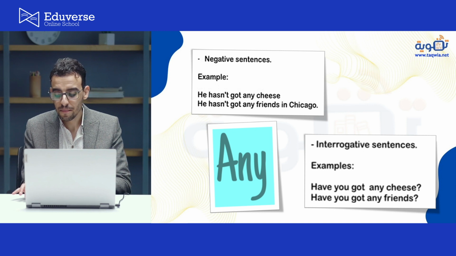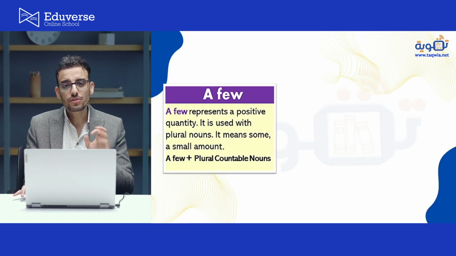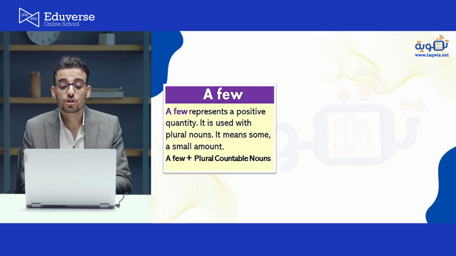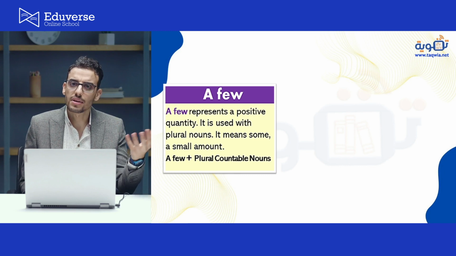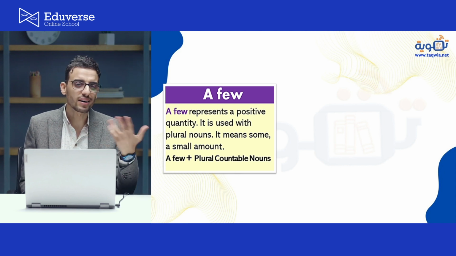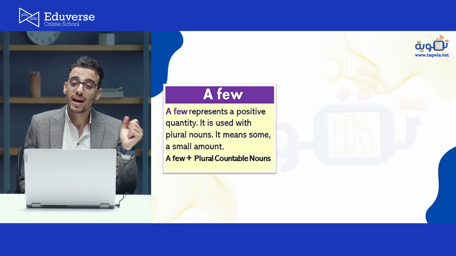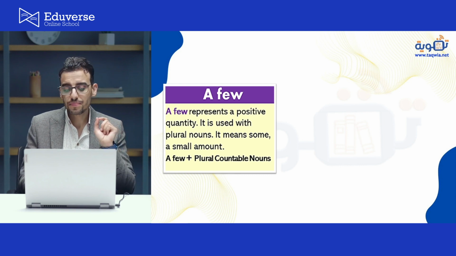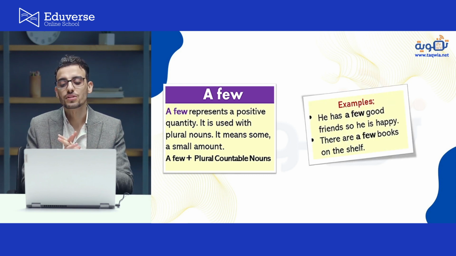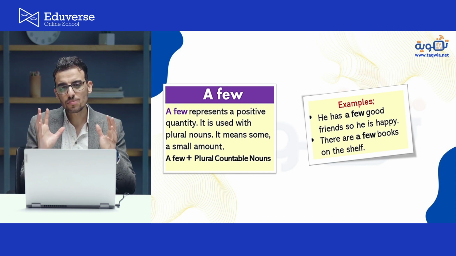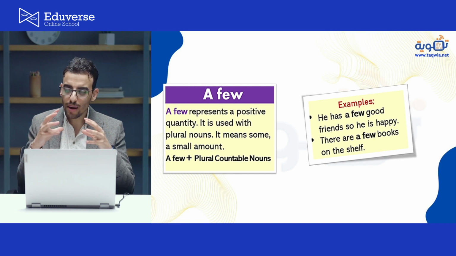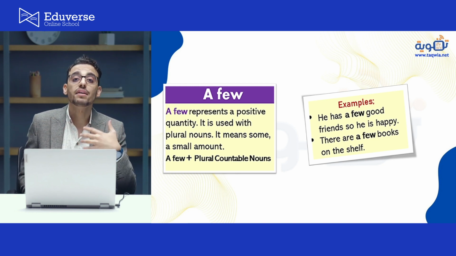Okay, great. Moving to the third quantifier, which is a few. You can use it with countable nouns, okay? And they have to be plural, like many. It means a small amount of something. This is what we mean by a few.